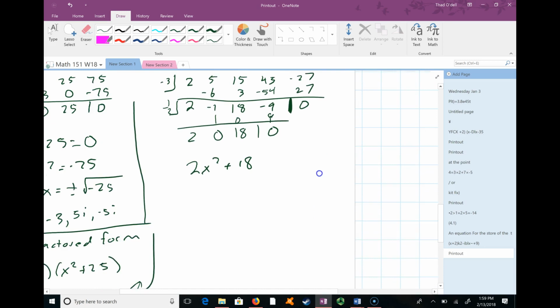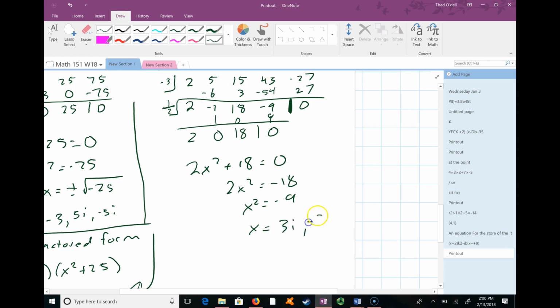And I know that -3 and 1/2 are two of my roots. This is going to produce 2 more. 2x squared is equal to -18, which means x squared is equal to -9, which means x is equal to 3i and -3i. So my roots, or zeros, same thing, are -3, 1/2, 3i, and -3i.